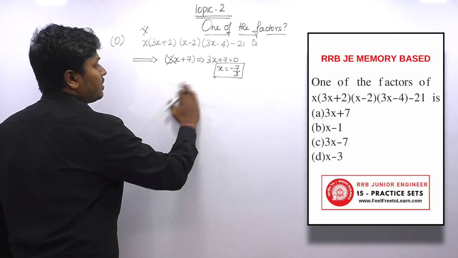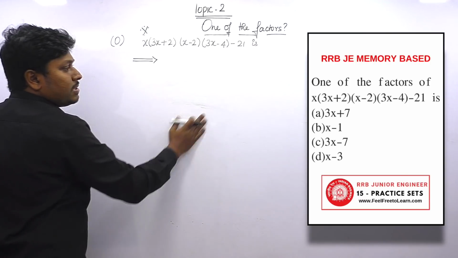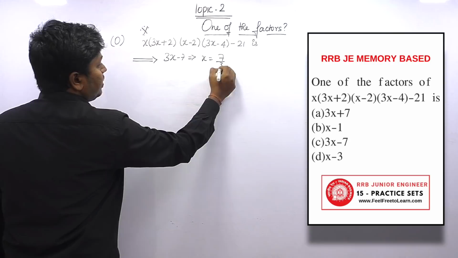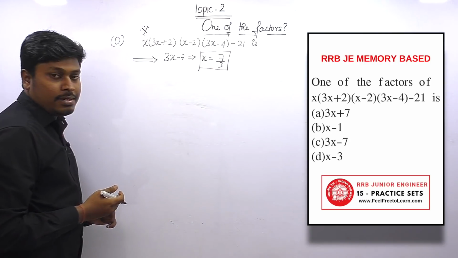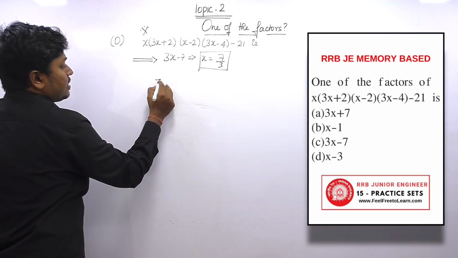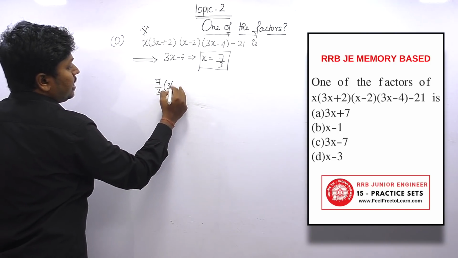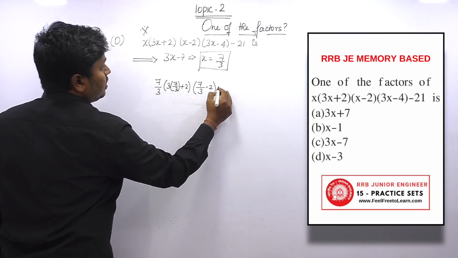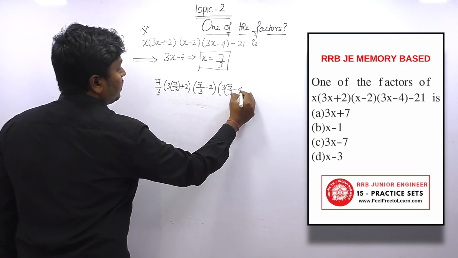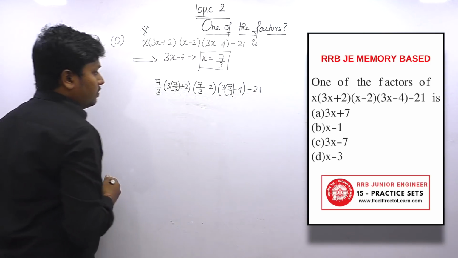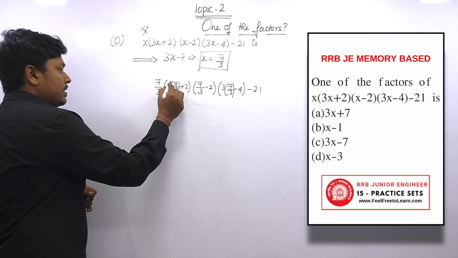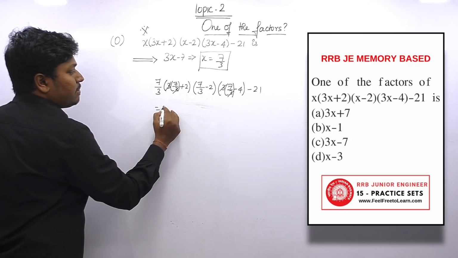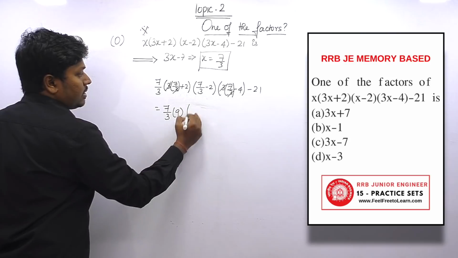So let me move on to option number 3. So what is option number 3? 3x minus 7. So 3x minus 7 is equal to 0, x is equal to 7 by 3. So finally we got the value of x from option number 3, that is 7 by 3. So substitute here 7 by 3 and 3 into 7 by 3 plus 2. So similarly 7 by 3 minus 2. So 3 into 7 by 3 minus 4 minus 21. I think we can cancel 3 and 3 here. Similarly we can cancel 3 and 3 here. So 7 plus 2 will be 9. So this can be written as 7 by 3 into 9.